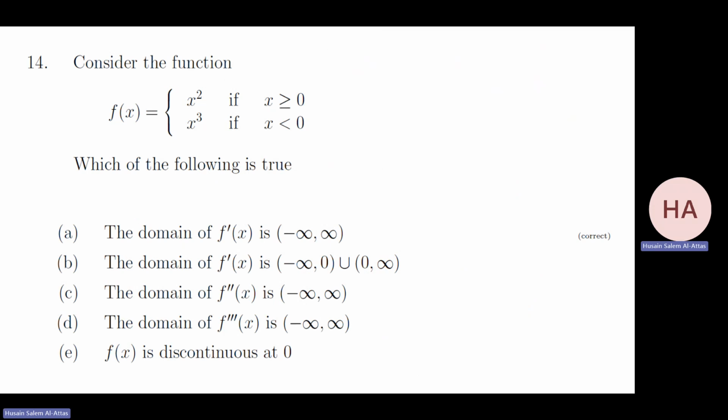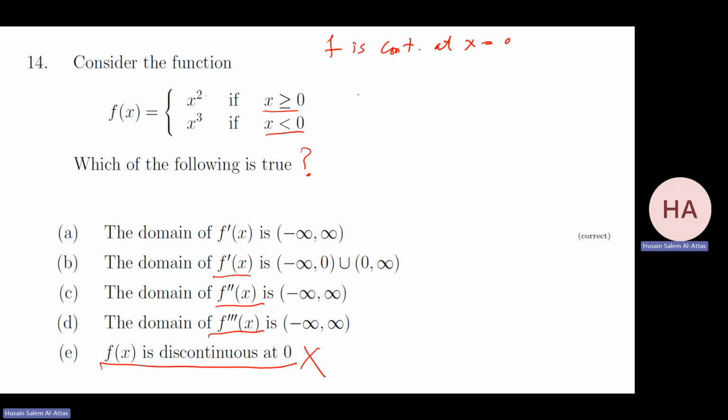Consider this function. Which of the following is true? The domain of f prime is this. The domain of f prime is this. The domain of the double prime, f triple prime. If it's discontinuous at 0, wrong. This is very clearly wrong. I don't know if it's continuous at 0, so check. Substitute 0, 0. So f is continuous at 0. Actually, it's continuous everywhere.